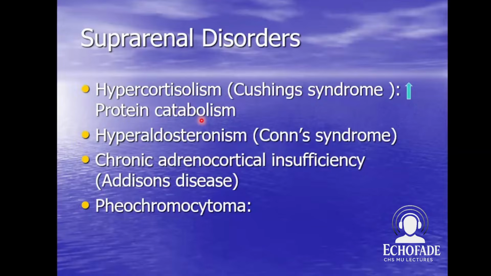In the medulla, we have sometimes a tumor of the chromaffin cells, which we refer to as pheochromocytoma. And if we have that, then we have excess production of epinephrine and norepinephrine. And remember, epinephrine and norepinephrine are stress hormones. So this is where you have excessive sympathetic activity, restlessness, and so on.